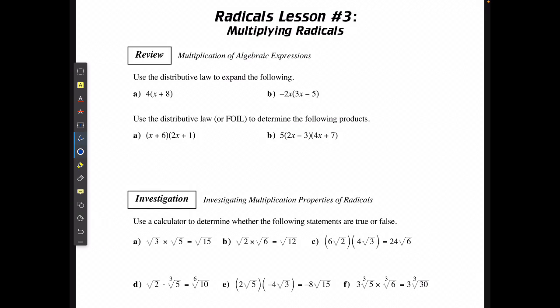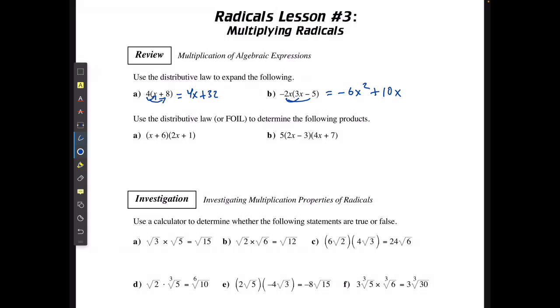For this lesson, we're going to take a look at the expanded version of multiplying radicals from what we've done in the past. So the first thing, if I'm using the distributive law to expand the following, well, I'm going to multiply the 4 into the x and the 4 into the 8, which is going to give me 4x plus 32. I'll do the same thing in the second set. I'm going to do the negative 2x into the 3x and negative 2x into the negative 5. This is going to give me negative 6x squared, and the negative and negative will cancel out and give me positive 10x.